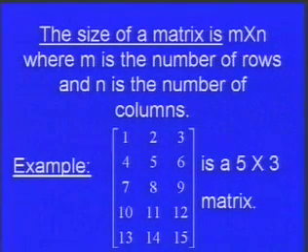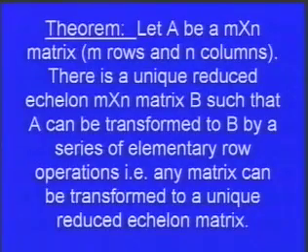Okay, so just to get that out of the way, now let's head into what this section is about. Now this is kind of a long theorem, but I tried to put it in plain English at the end. Let A be an m by n matrix. In other words, m rows, n columns. There is a unique reduced echelon m by n matrix B such that A can be transformed to B by a series of elementary row operations. Okay, in other words, what that is really saying is any matrix can be transformed to a unique, meaning there's only one, reduced echelon matrix.